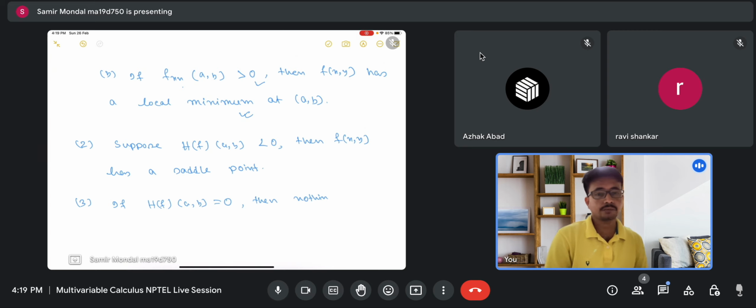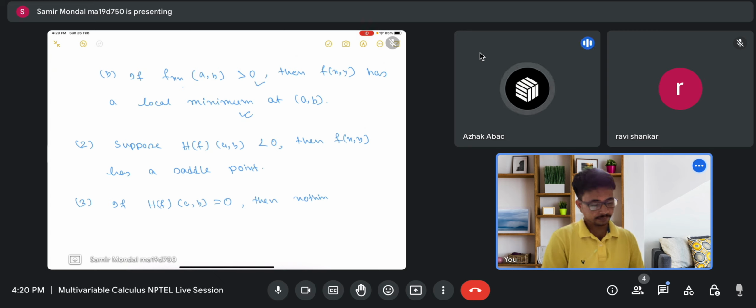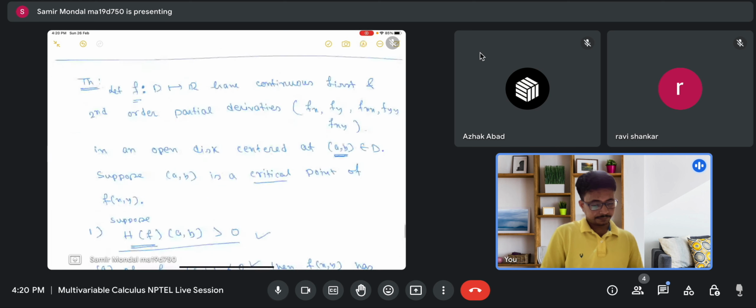I'll give one example. Not today, it is not possible, but next day I'll give one example where the Hessian is 0, and then I will find the local maxima and local minima. Nothing can be said in general. So this is the whole story.